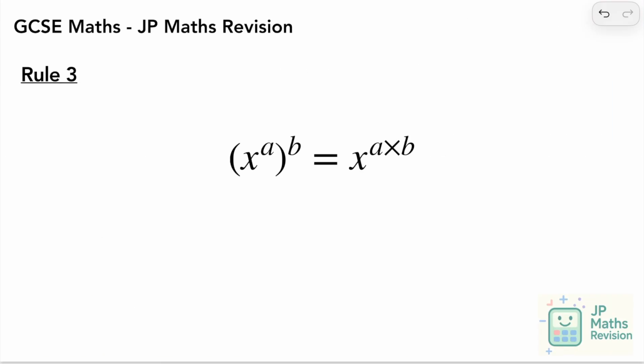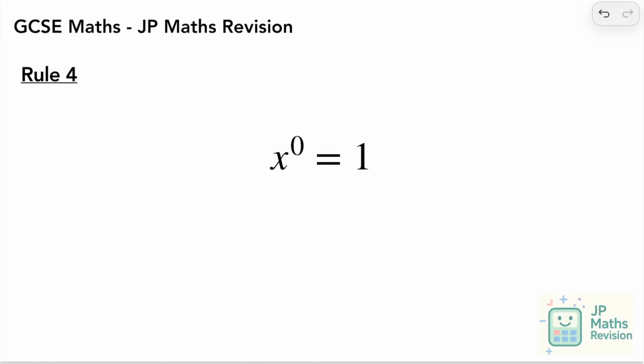A third rule is when we have brackets, what we do is we multiply a and b. So x to the power of a, all to the power of b, is x to the power of a times b. So if we had x to the power of 7, all to the power of 3, this is x to the power of 7 times 3, which is 21.